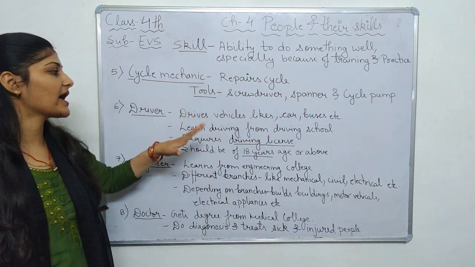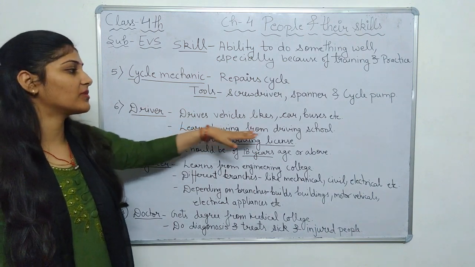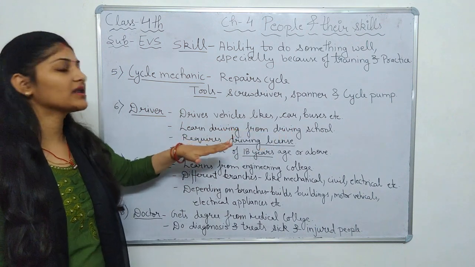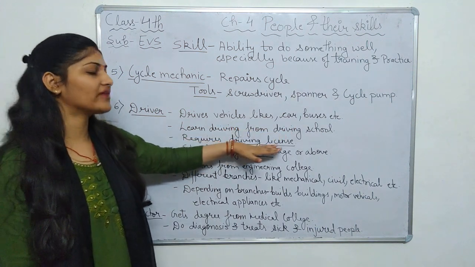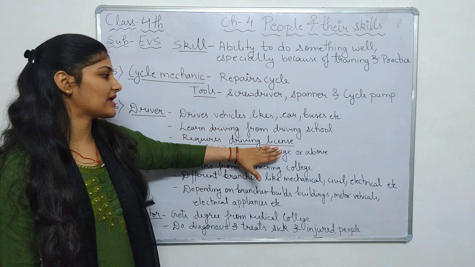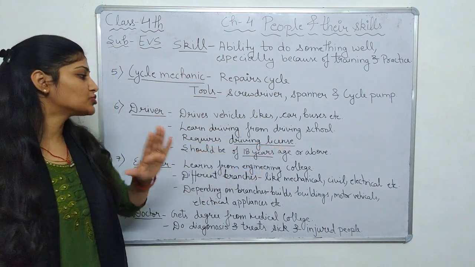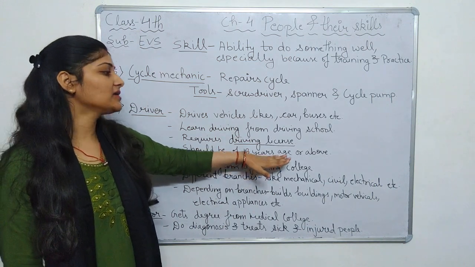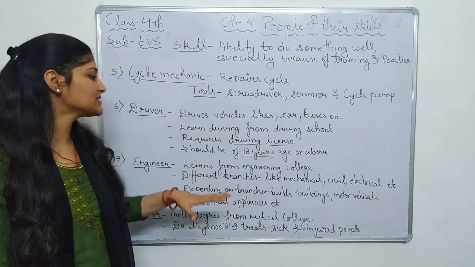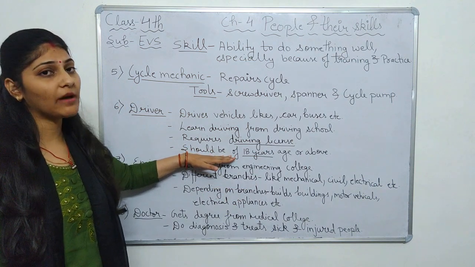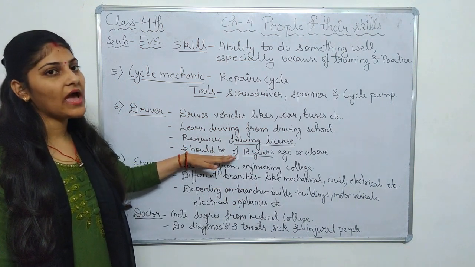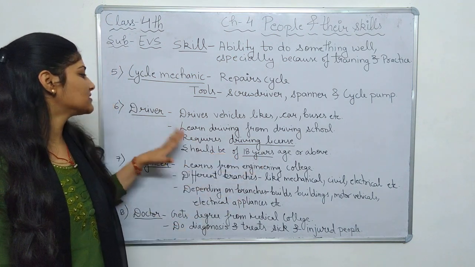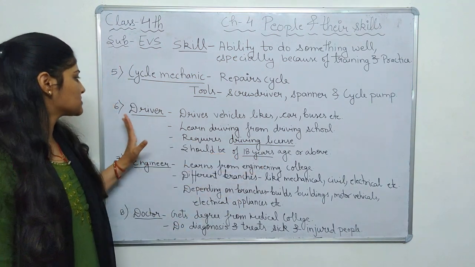Now for this he has to learn driving from a driving school, and after learning driving he gets a driving license. For getting a driving license, a person should be at the age of 18 years and above. That means he should complete 18 years of age, or if above 18 years also can get the driving license. So this is about driver.